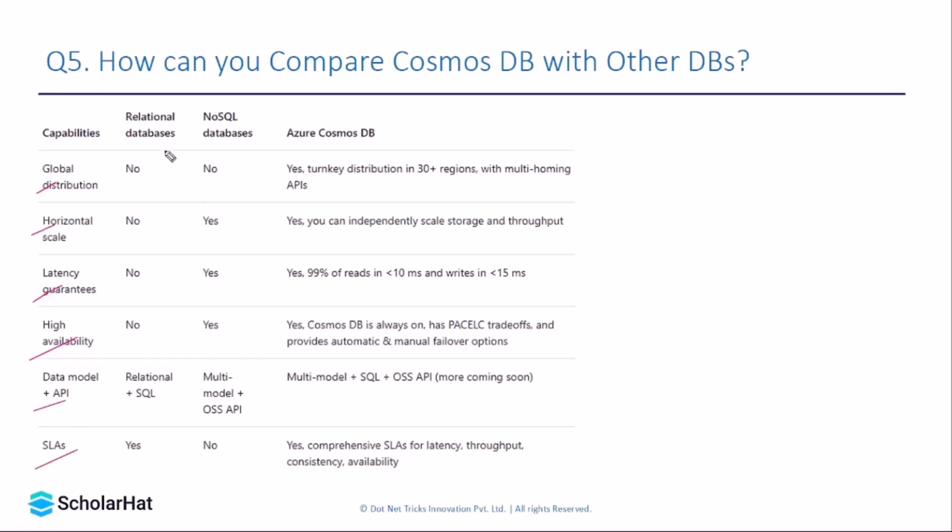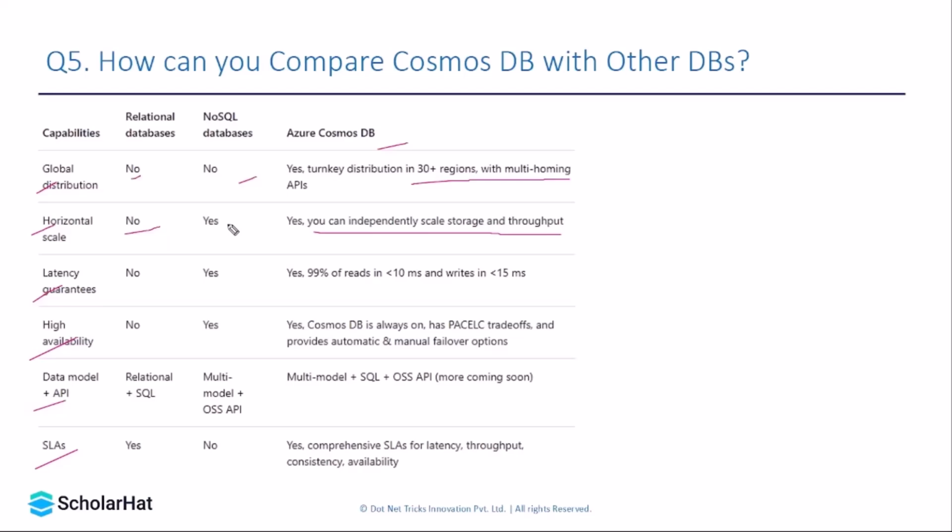If we talk about an RDBMS, an RDBMS is not globally distributed, whereas NoSQL is also not globally distributed. But if we talk about Cosmos DB, it has a presence in 30 plus regions with multi-homing APIs. Cosmos DB can scale horizontally both by storage and by throughput independently, whereas a relational database lacks this functionality.